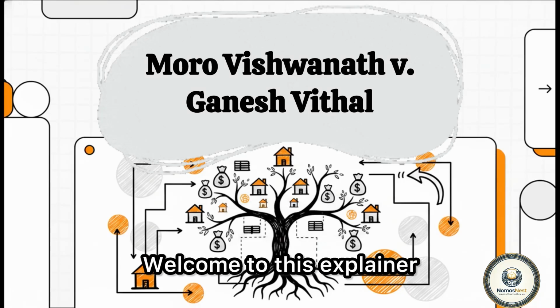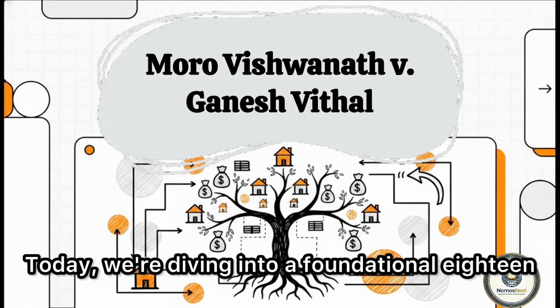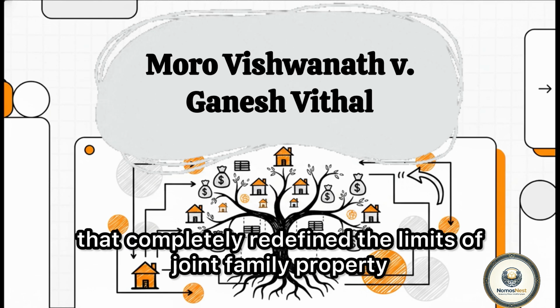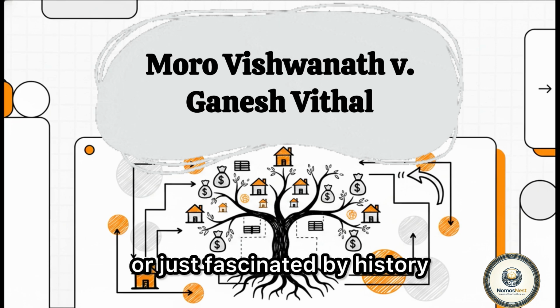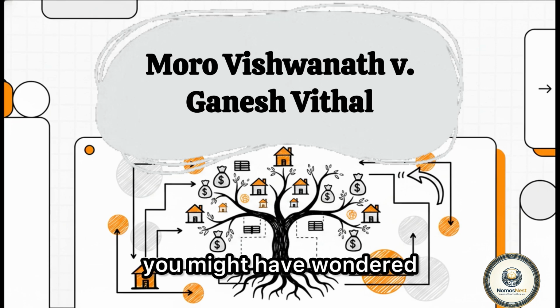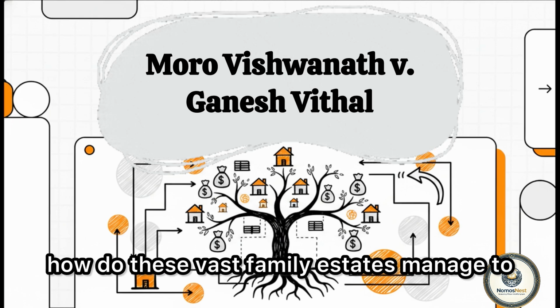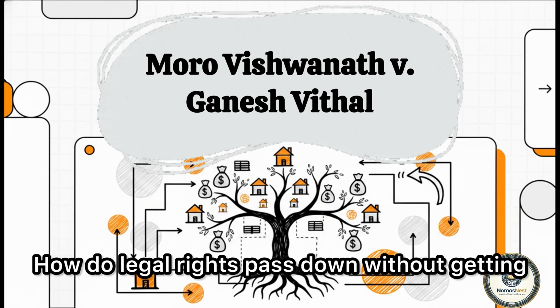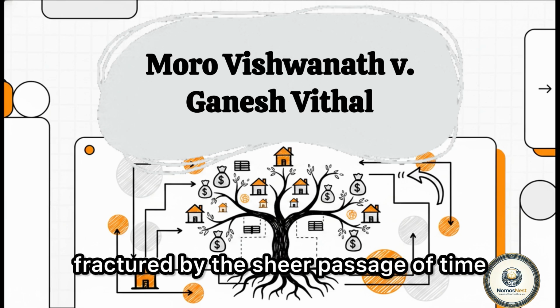Welcome to this explainer. Today, we're diving into a foundational 1873 Hindu law case that completely redefined the limits of joint family property. If you're a law student or just fascinated by history, you might have wondered, how do these vast family estates manage to stay intact over centuries? How do legal rights pass down without getting fractured by the sheer passage of time?